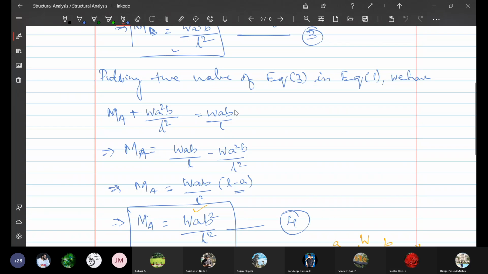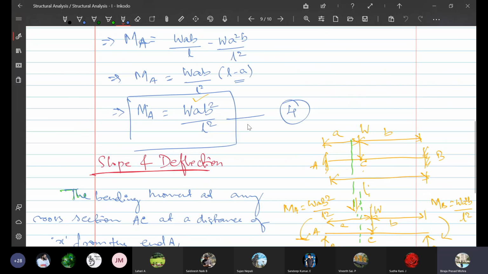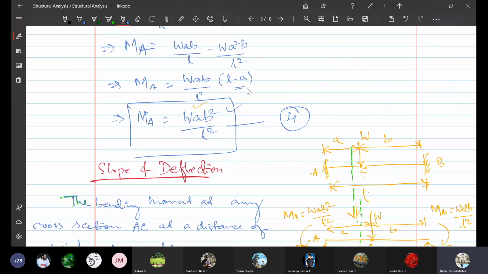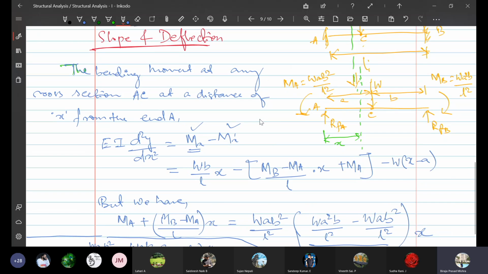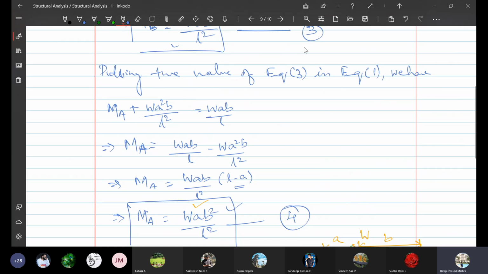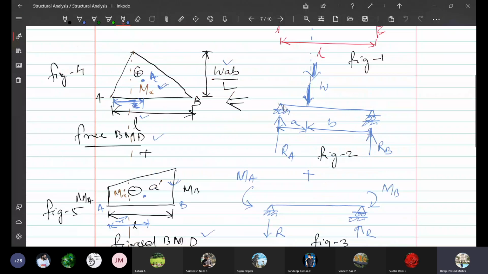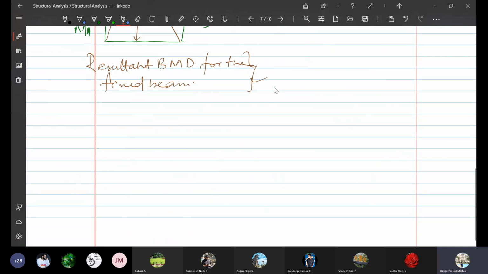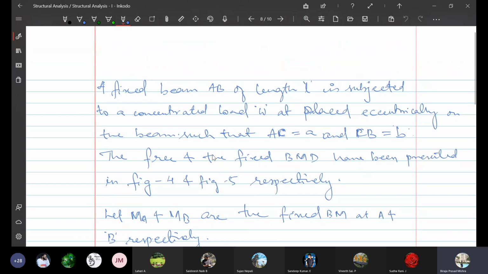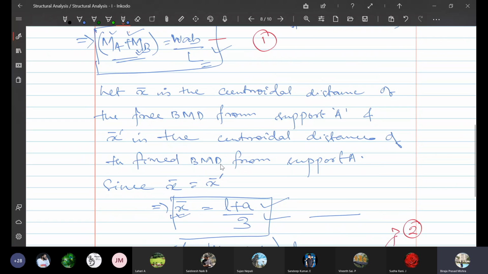Okay, see here. Let me tell you, starting from the beginning itself. We have found the value of MA. We have found the value of MB. Now what are MA and MB? MA and MB are the fixed end moments, right? If you go back, we have found RA and RB, and we have found the value of MA and MB, which are the fixed end moments.